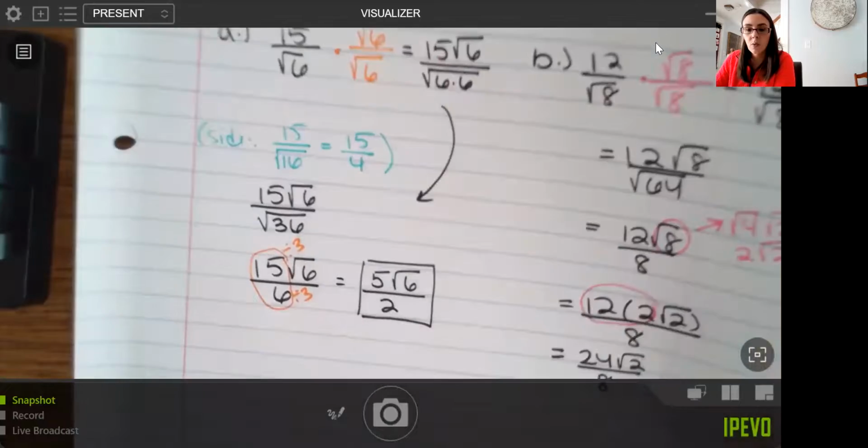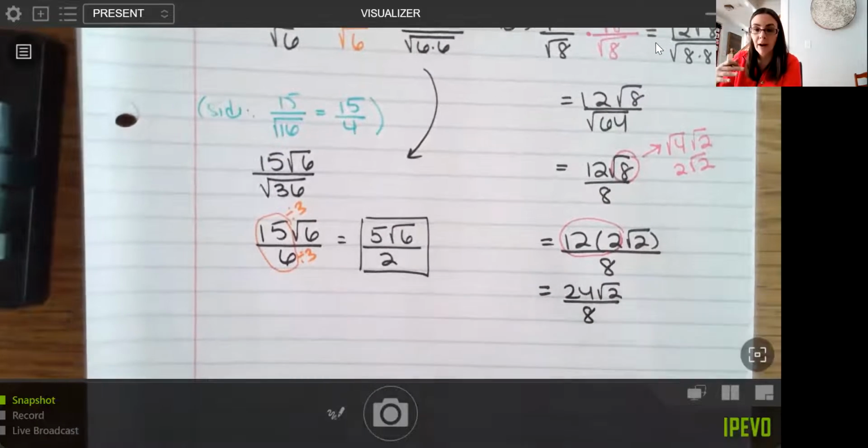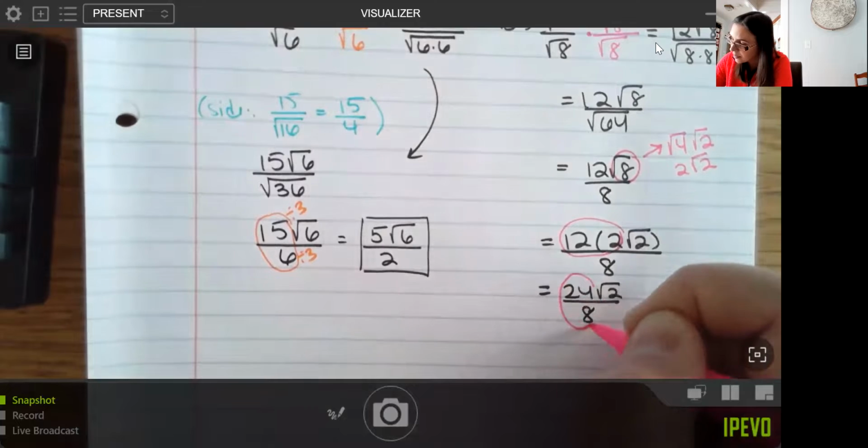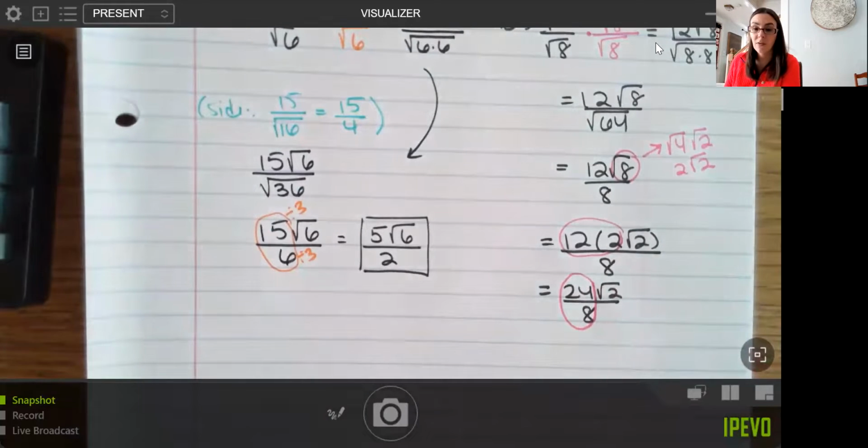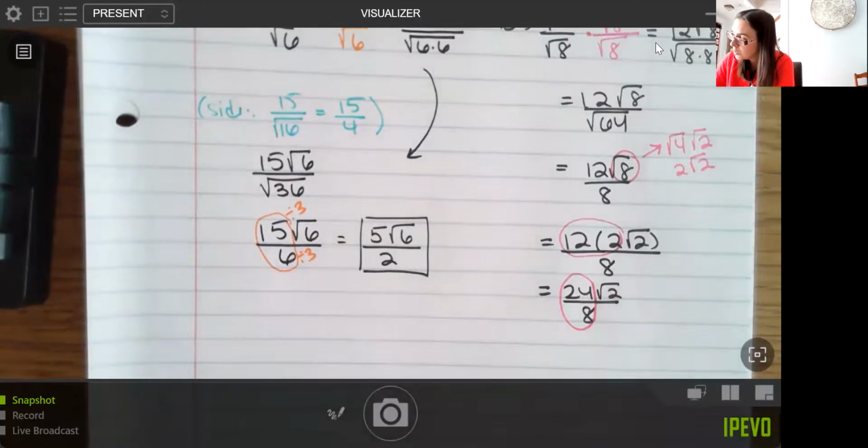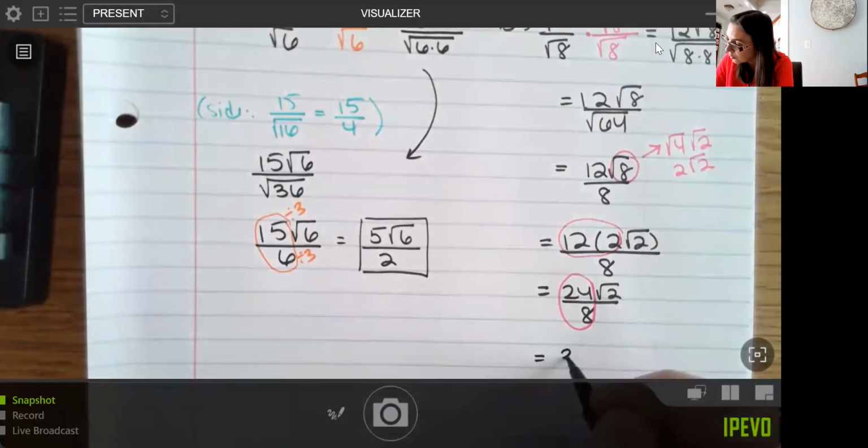And now you do also want to simplify and reduce that fraction out front. So again, you're just kind of doing one little step at a time here. I see something else that I can simplify. 24 divided by 8 is just 3. So my final answer is 3 root 2.